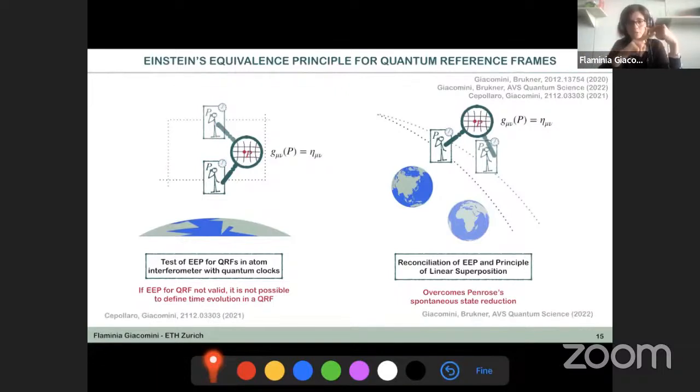One is the principle of linear superposition, and the other one is the Einstein equivalence principle. Because of this clash, he argues that one of them has to be abandoned. He wants to put general relativity first, so he abandons the principle of linear superposition. What we're saying here is that it is not necessary to abandon one of them. We can keep both of them as long as you're ready to generalize them to this more general configuration and to quantum reference frames.